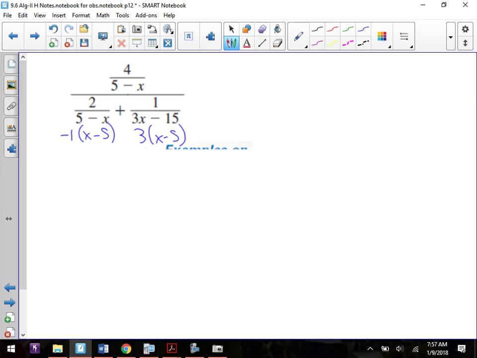I'll do the same thing up here. So my common denominator, the bottom here, is going to be negative 1 times 3 times the x minus 5. I'll just leave it all three parts like that. The fraction on the left has the negative 1 and the x minus 5. It needs a 3. So we have 2 times 3, real tough.